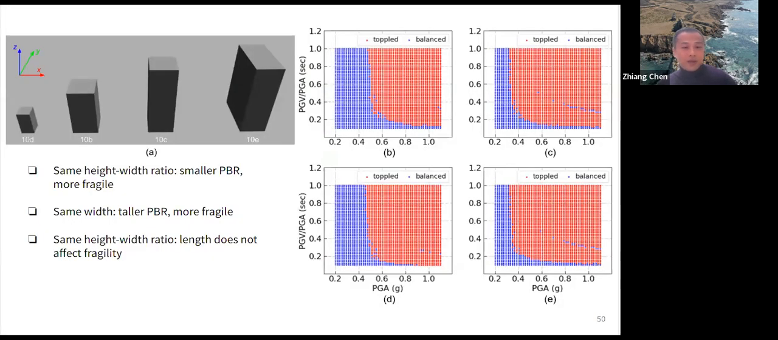First, we studied the relationship of fragility and PBR geometry. For example, if we compare B and C, they have the same width but different height. So we will see taller PBRs, like PBR-C, are more fragile because you can see the boundary is closer to a smaller ground motion. And if we compare B and D, those two have the same height-width ratio, but D is smaller in size. So a smaller PBR is more fragile. Also, when they have the same height-width ratio but the other dimension is different, that really doesn't affect their fragility.